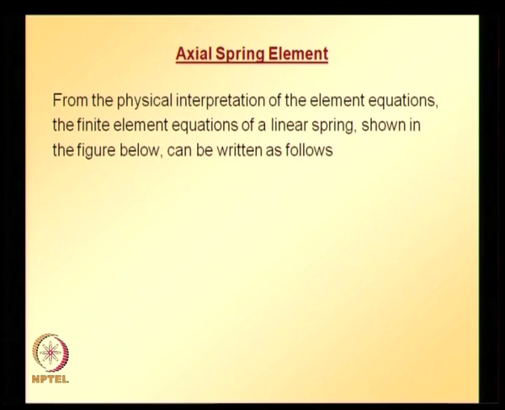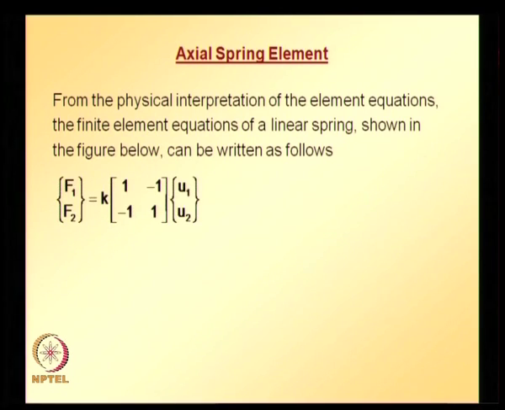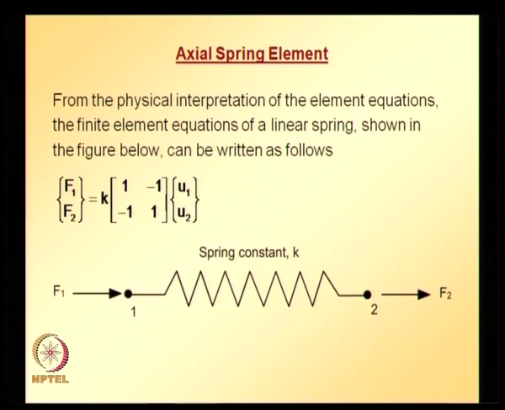So, if you want the finite element equation of a spring, we can easily write it as k times 1 minus 1 minus 1 1 times u 1 u 2 vector is equal to f 1 f 2 vector. And how does this spring look? This is the spring. Nodes 1 and 2 are defined, and we need to know the spring constant. So, if you want to replace a bar element with a spring element, you need to find a spring having spring constant equal to E times A over L of the bar element. So, this is a spring element.